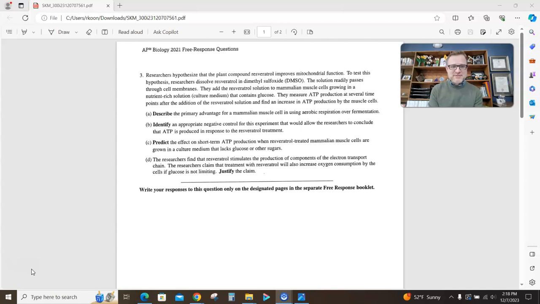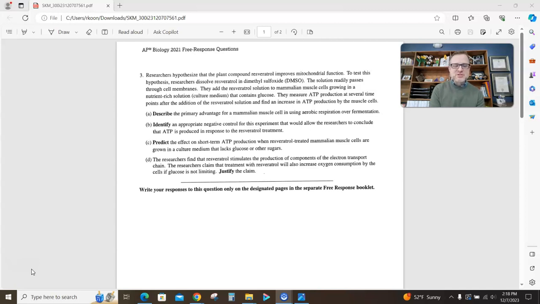To test this hypothesis, researchers dissolve resveratrol in dimethyl sulfoxide, DMSO. The solution readily passes through cell membranes. They add the resveratrol solution to mammalian muscle cells growing in a nutrient-rich solution, a culture medium, that contains glucose. They measure ATP production at several time points after the addition of the resveratrol solution and find an increase in ATP production by the muscle cells.